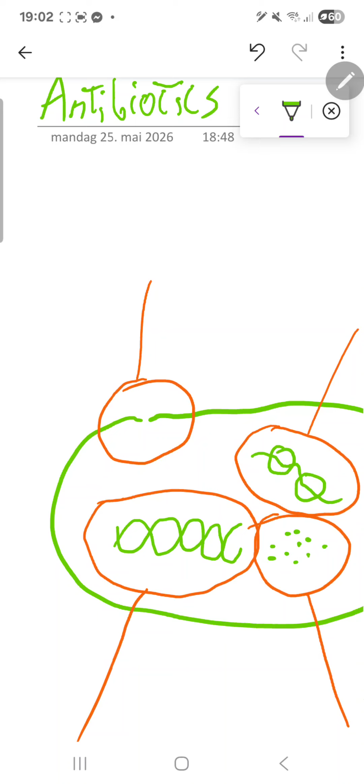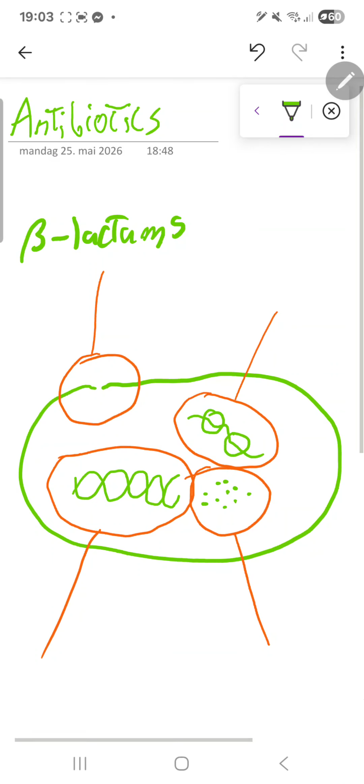And so they can't make the cell wall, and water starts flowing into the bacteria because of osmosis, and this causes the bacteria to die of cell wall lysis. And so examples of these kind of antibiotics are beta-lactams. And these are, for example, penicillins and carbapenems.